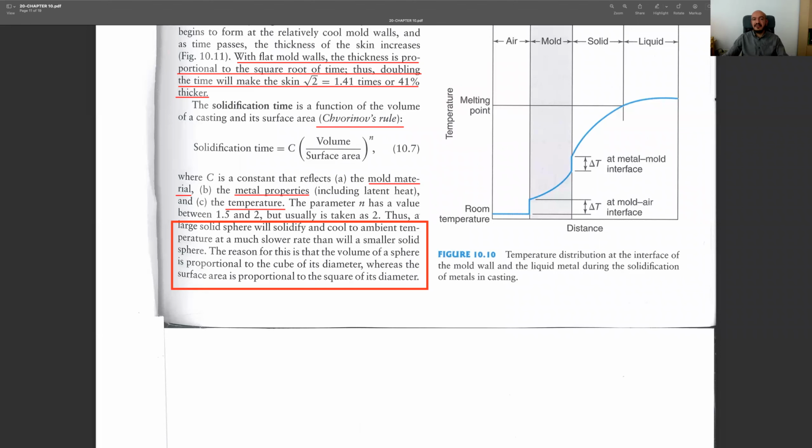But on the other hand, if you think about a sphere, it has high volume and less surface area. Why is that? Since the volume of the sphere depends on the cube of the diameter, but the surface area of the sphere depends on the square of its diameter. So that's why a larger sphere will solidify at a much slower rate than a smaller sphere.